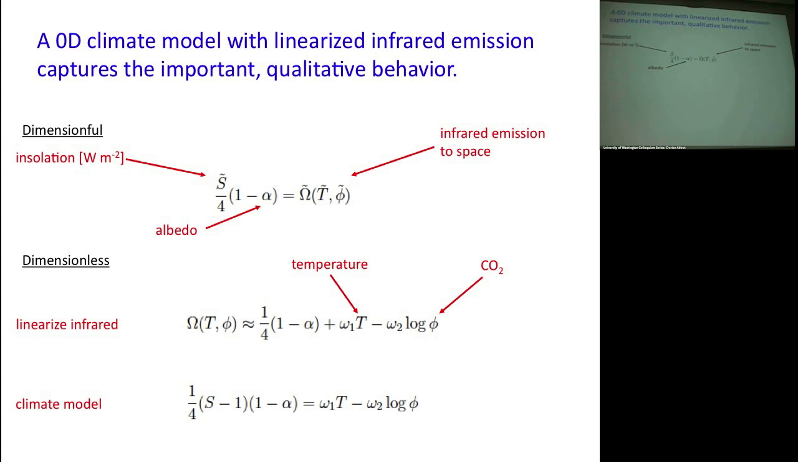It's zero-dimensional. What it is, we have incoming solar radiation. We have an albedo that can reflect. And then we have the outgoing infrared emission to space. So I have one equation to take us from the alpha to the omega of climate.